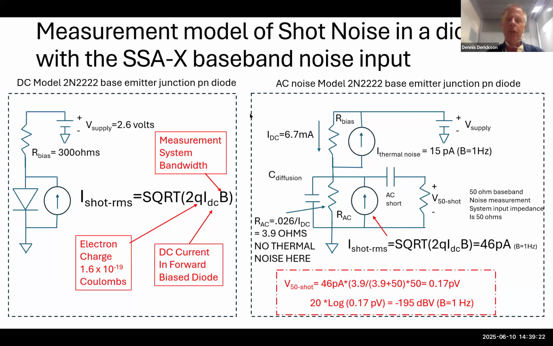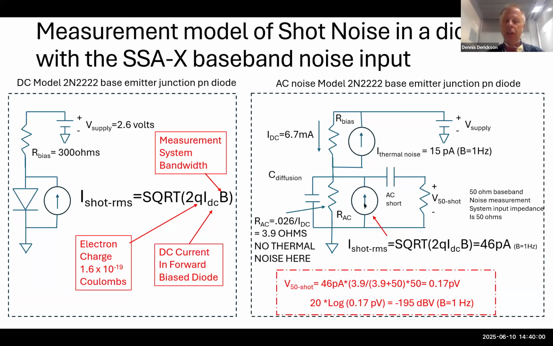This is a DC circuit, but if I look at this from the AC equivalent model, we're going to have a circuit that looks similar, but I also wanted to point out that this resistor right here has thermal noise. And so I've looked at that 300 ohm resistor and found that it has 15 picoamps of thermal noise, which I talked about in an earlier presentation. My diode right here is forward biased, and it has a shot noise of 46 picoamps for a 6.7 milliamp DC current going into the diode.